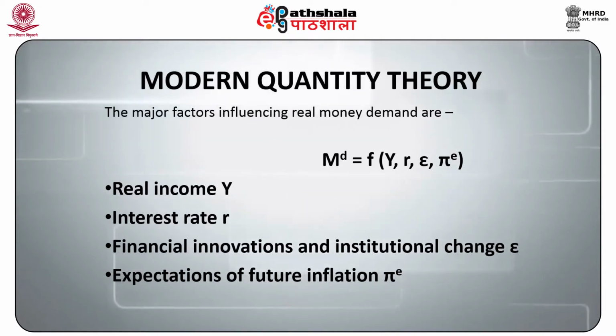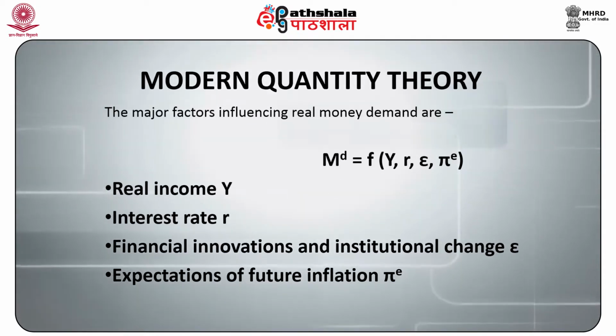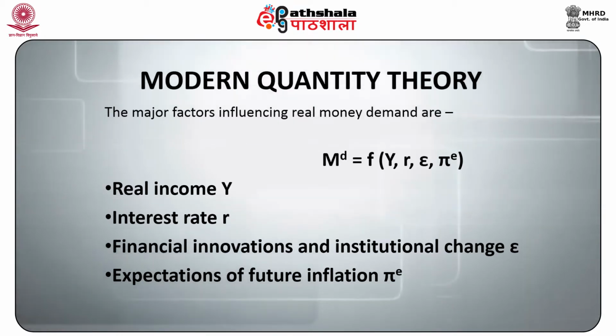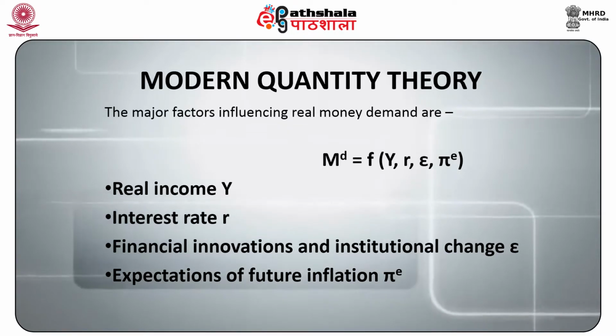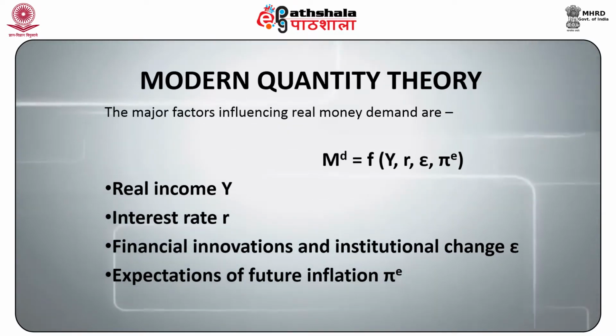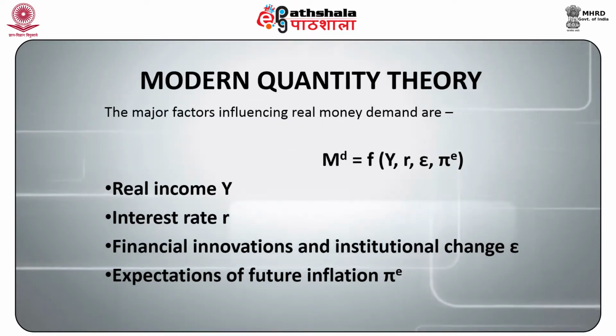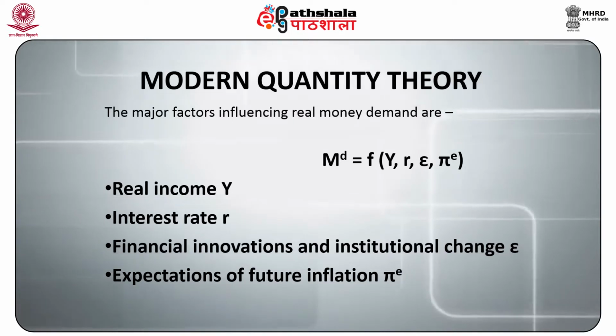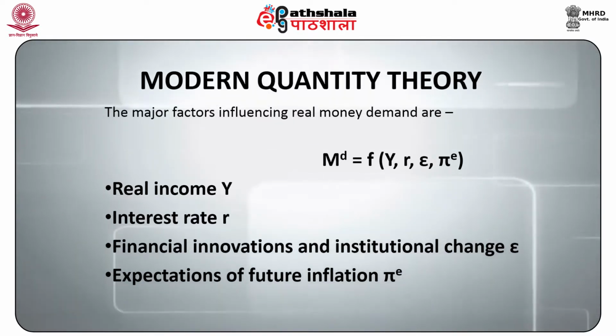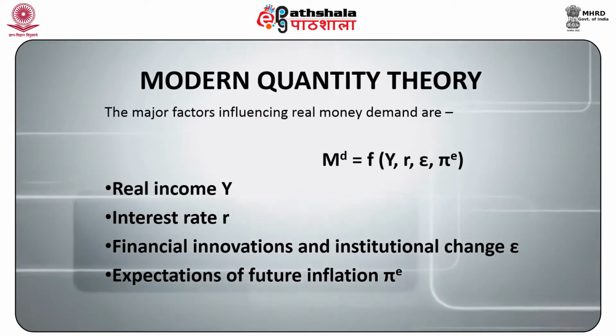As real income increases, demand for money increases, which reduces the pressure on inflation caused by rising money supply. B. Interest rate, given as r. Interest rate is the cost of holding money. As interest rate rises, people demand less balances, which lowers the inflation for any given nominal money supply.